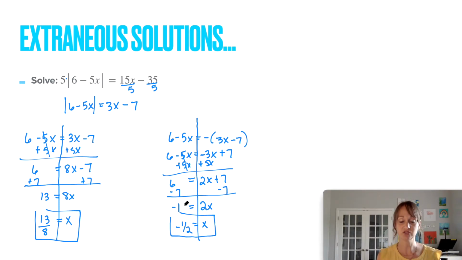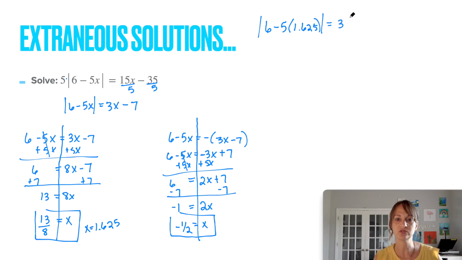Now at this point, do not stop. This is where you need to check to make sure that both answers do work. So in this case, you can do one of two things. You can either keep it as 13 divided by 8, or you can change it to a decimal, which is 1.625. So I'm going to take the equation 6 minus 5 times 1.625. We want to know if that equals 3 times 1.625 minus 7.